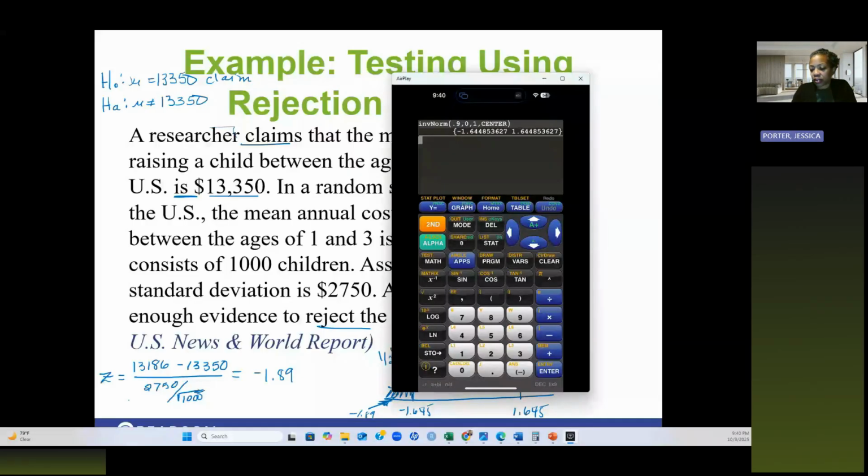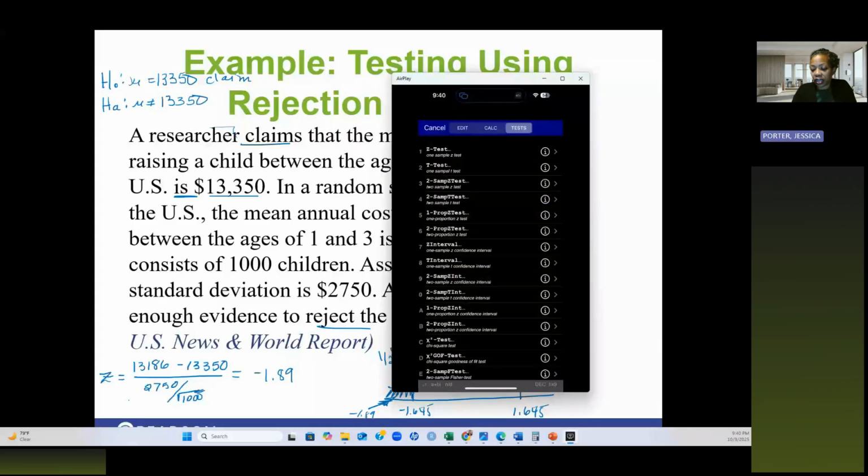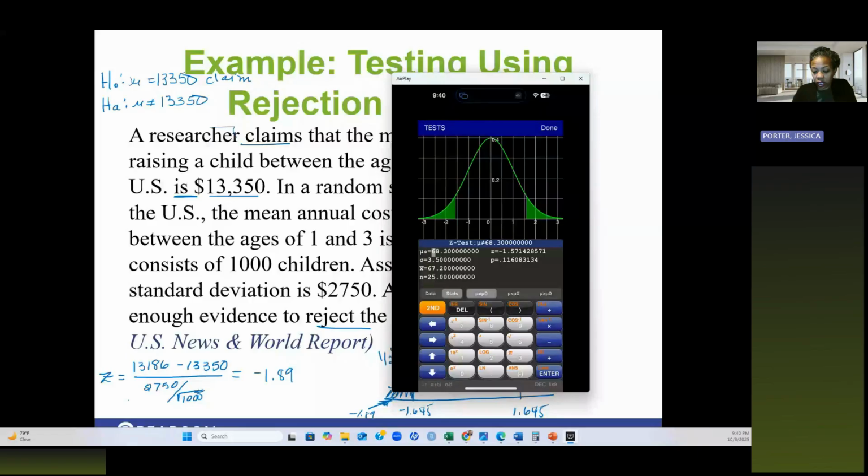So stat, test, z-test, and the population mean is 13,350. Standard deviation, 2750. And the sample mean is 13,186. N was 1,000. And we get the same p-value and the same z statistic using the TI-84.